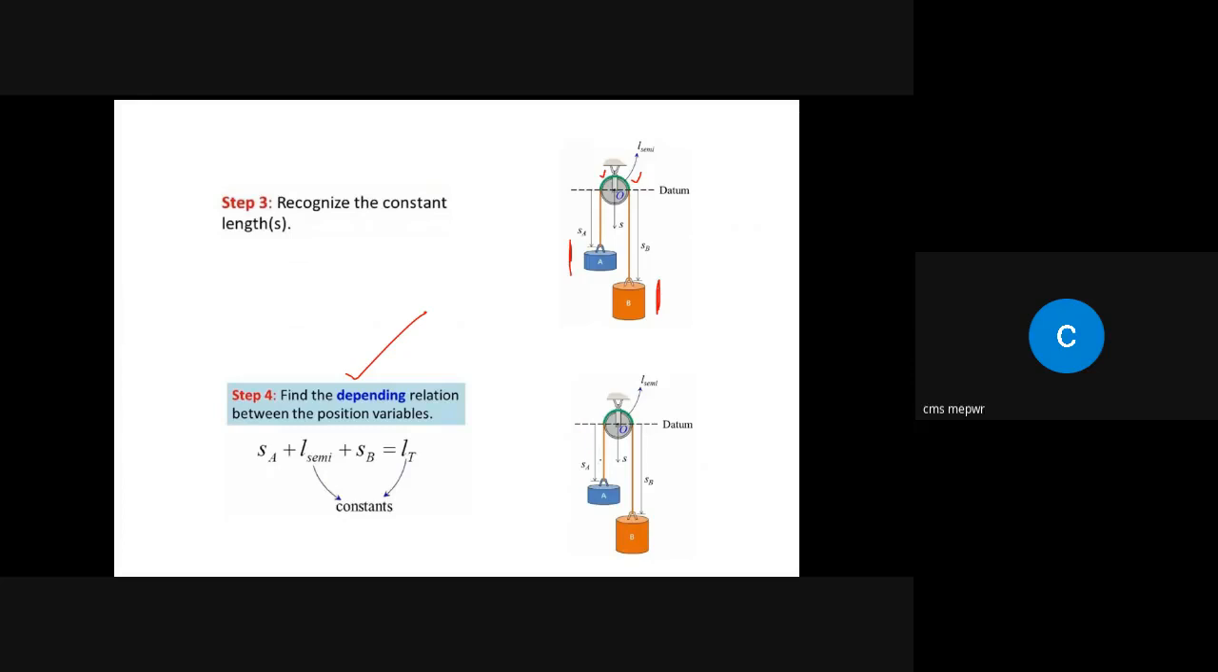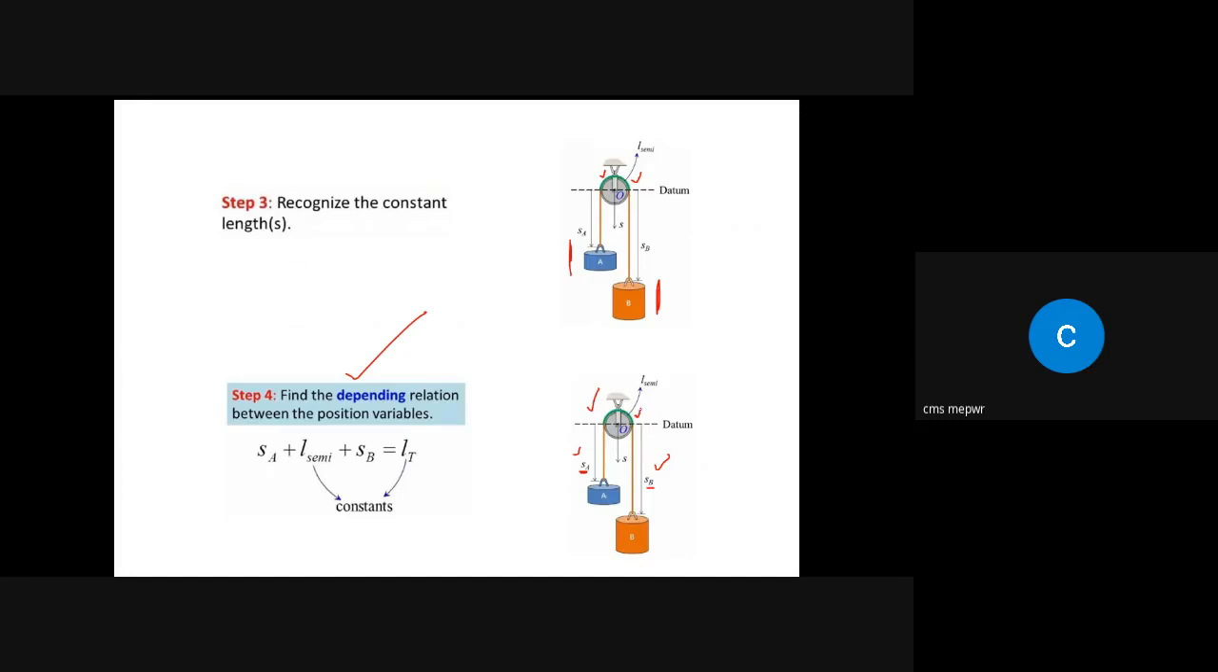So S is positive downward. We are having SA and we are having SB. Let's try to find out some relationship between SA and SB. So we know that in this case, the total length of this cord, or the total length of this rope, is basically equal to SA plus SB plus this constant length.